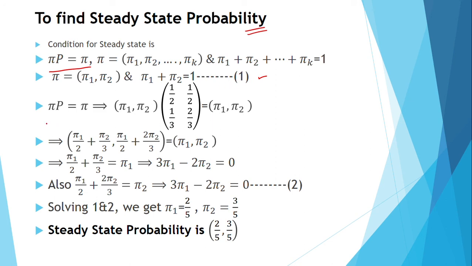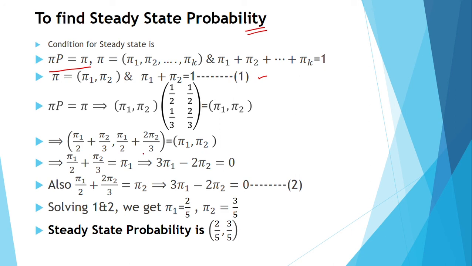Then take the condition pi P equal to pi, that can be written as pi 1 comma pi 2, that is pi times the capital P matrix, equal to pi on the right hand side, so it is pi 1 comma pi 2. Now just take the product of the left hand side, so multiply the first row with the first column, you will get pi 1 by 2 plus pi 2 by 3, comma same way the row with the second column, pi 2 by 2 plus 2 pi 2 by 3. The right hand side is as it is, pi 1 comma pi 2.